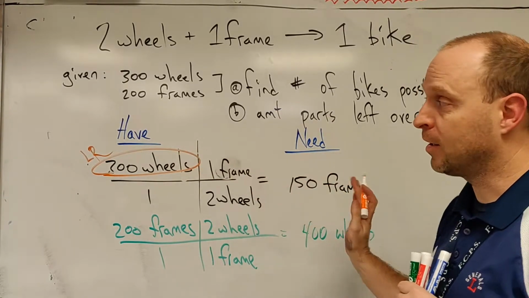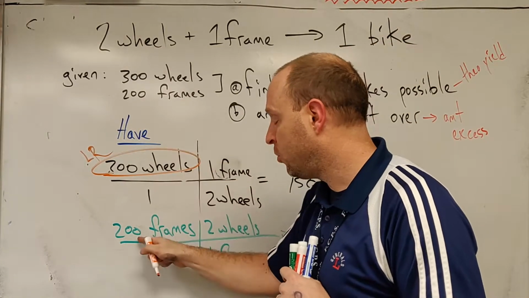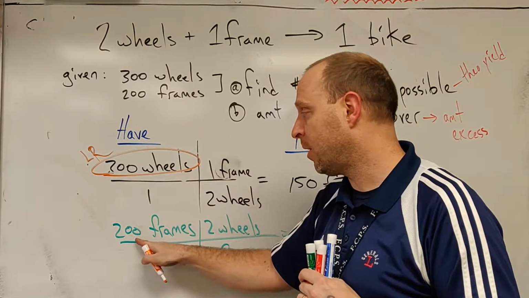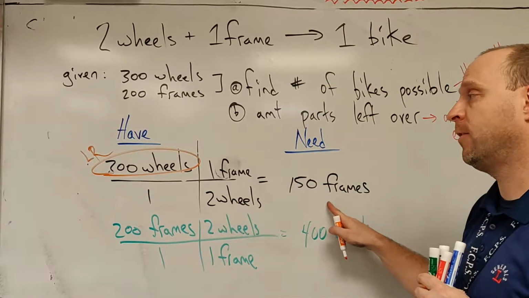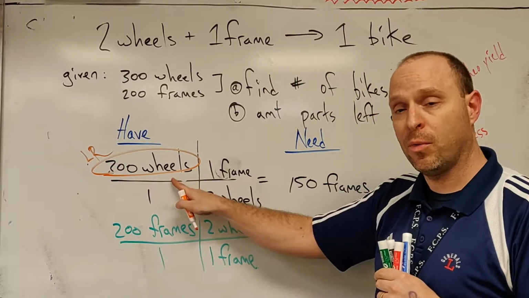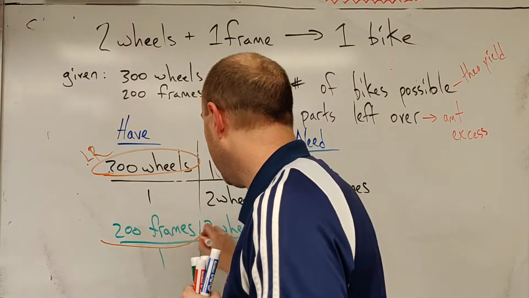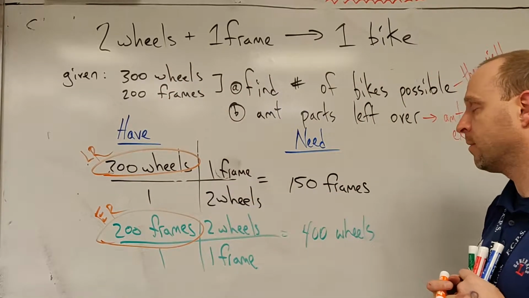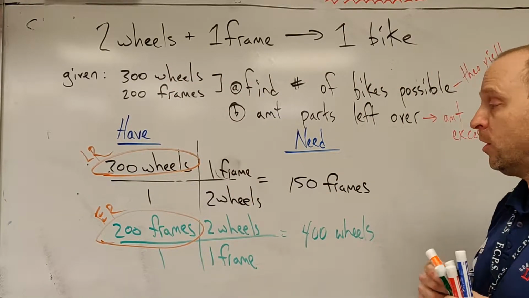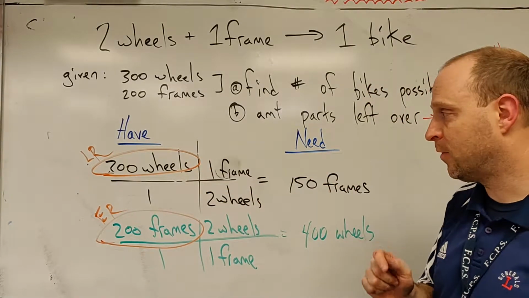Label it on the have side, because that's what you actually have, right? For our frames, we have 200. We have 200, but I only need 150 frames to use up all the wheels. So in the back of your mind, you can say, we're going to have some extra frames, right? So I have 200, but I only need 150, and so you can look here and say, have 200, need 150, there's 50 extra, 50 left over.